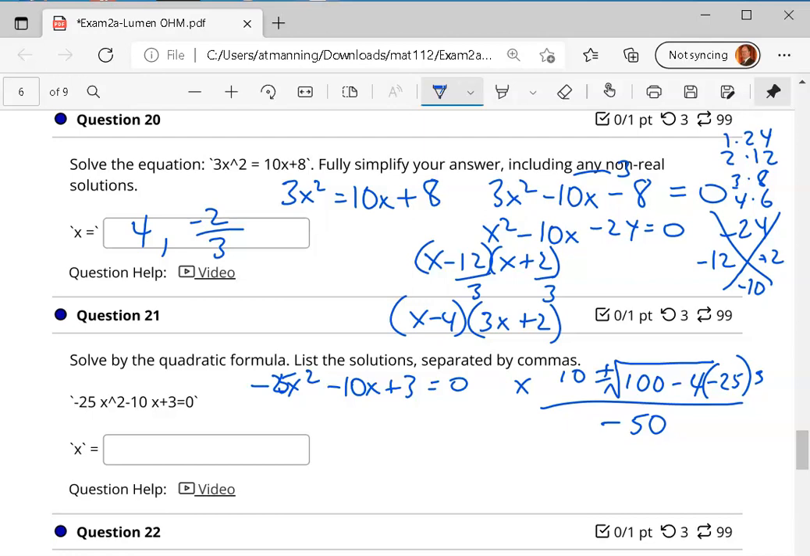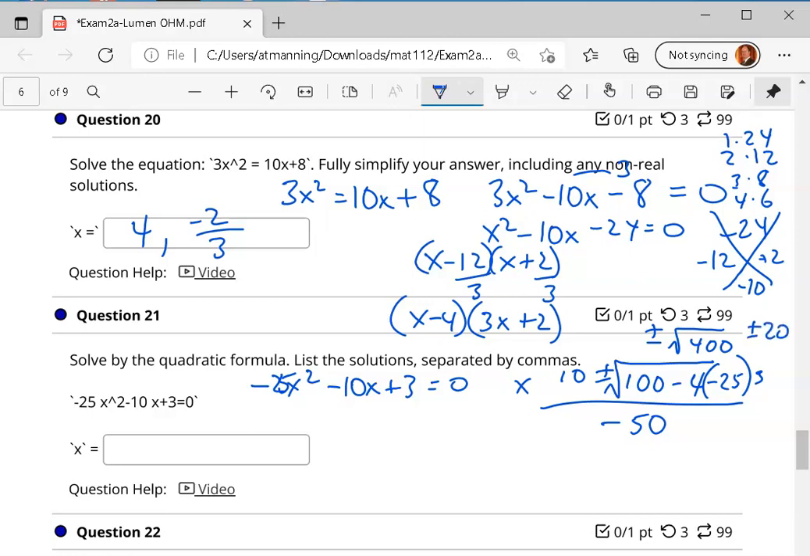4 times 25 is 100, times 3 is 300. So inside of here becomes 1 plus 100 plus 300, or plus or minus the square root of 400. Wow, the square root of 400, well, it's 4 times 100. The square root of 4 is 2, the square root of 100 is 10, or plus or minus 20. Well, I'll get my answer.